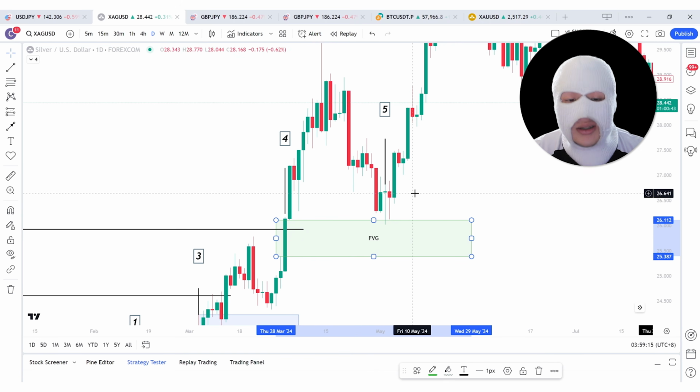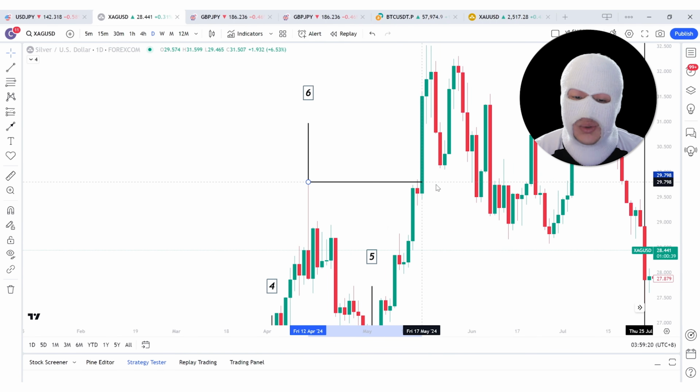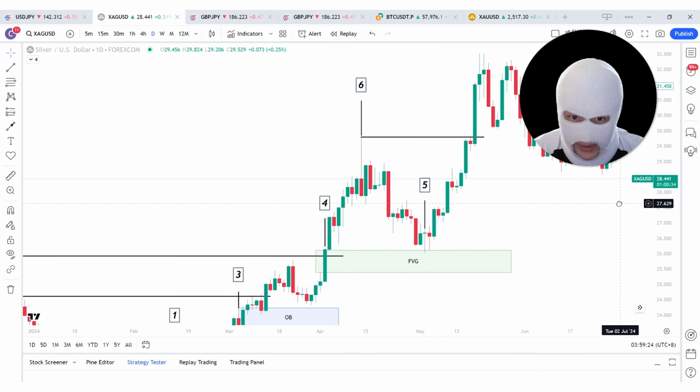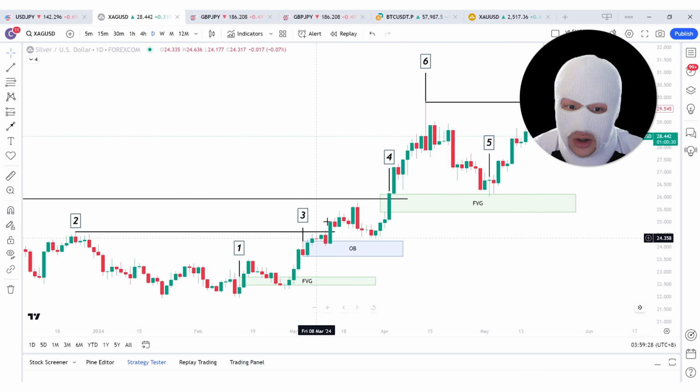And finally, target the swing high at number 6 to end it all off, because this is where we are looking to break the highs once again to take out liquidity. This is exactly how price moves from PD array to PD array.